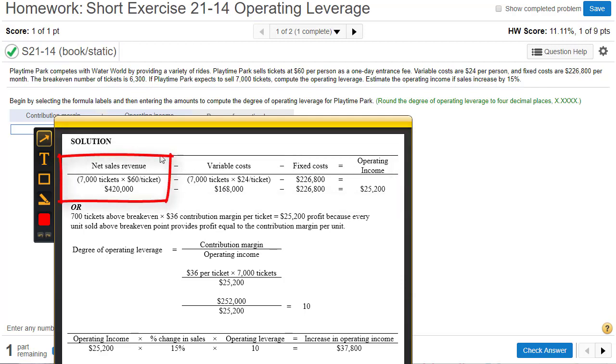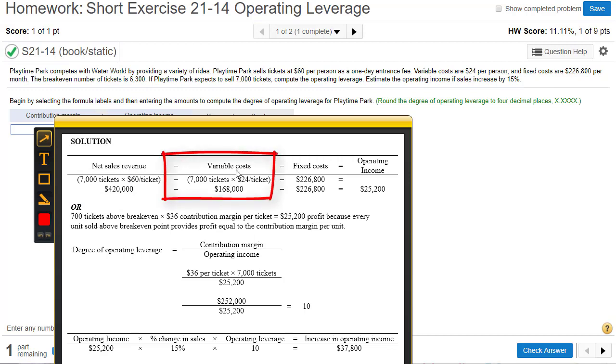To calculate net sales revenue, we have to find out how many tickets they expect to sell. Well, this company expects to sell 7,000 tickets. And then how much are they charging per ticket? $60 per ticket. So 7,000 tickets times $60 a ticket gives us $420,000 of net sales revenue.